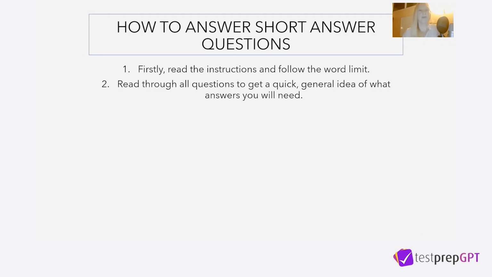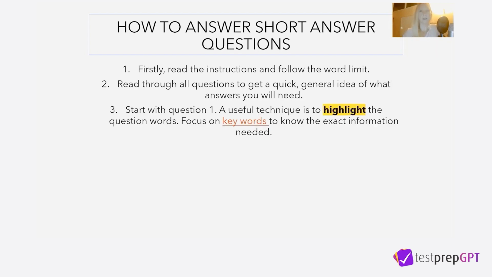So if it says no more than 2 words, but the answer is 4 monkeys, then 4 is included as a word, okay? So once you've read the instructions, then read through all of the questions to get just a quick idea of what you will be looking for in the text. So you're reading the instructions, you're skimming the questions. And then start with question 1.